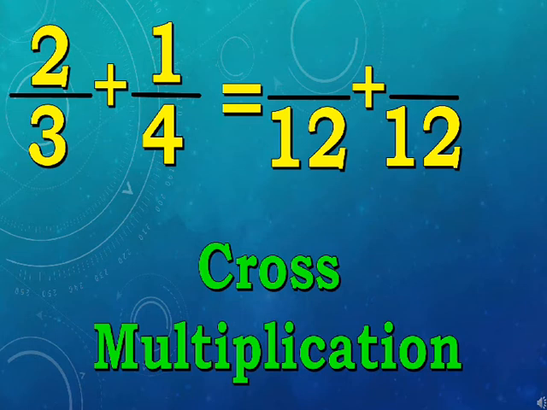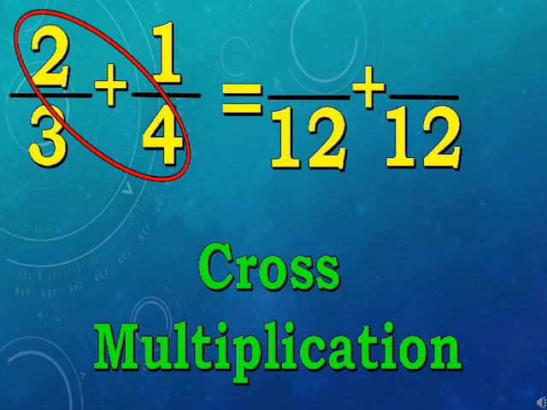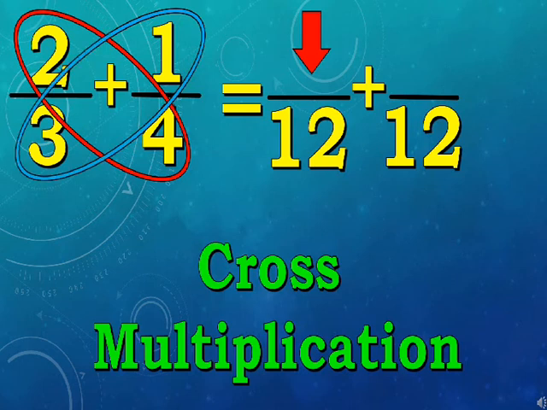After we find the denominator, let us now find the numerators of the two fractions. By using cross multiplication, we multiply the numerator of the first fraction by the denominator of the second fraction. The product will be the numerator of the first fraction on the other side. For the second numerator, we multiply the numerator of the second fraction by the denominator of the first fraction. This will be the numerator on the other side.